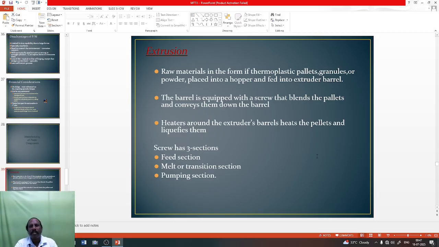So the raw material is in the form of thermoplastic pellets, granules or powders. Some plastics will be pellets, small round parts, or powders. That is placed in the hopper and fed into the extruder barrel. The barrel has a screw that blends the pellets and conveys them down the barrel. Heaters around the extruder barrel heat the pellets and liquefy them. Lastly, while heating, the raw plastic material will melt and pass through to get the shape, through the feed section, melt or transition, and pumping sections.